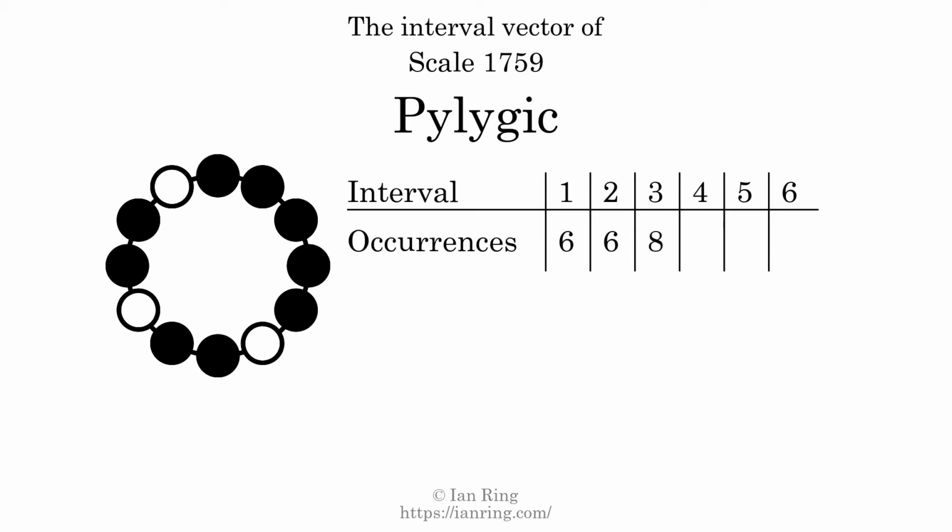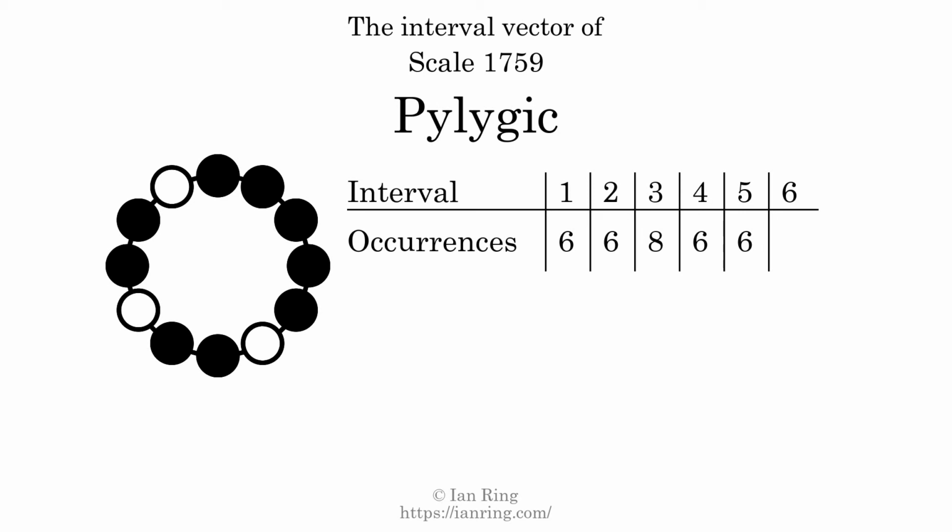There are 8 intervals with the size of 3 semitones. They are here, here, here, here, here, here, here, and here. There are 6 intervals with the size of 4 semitones. They are here, here, here, here, here, and here.